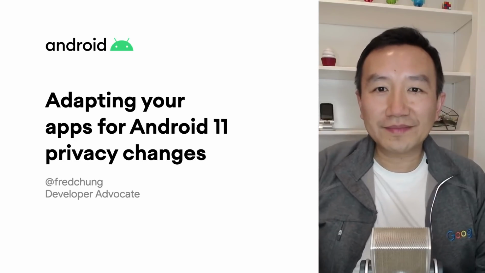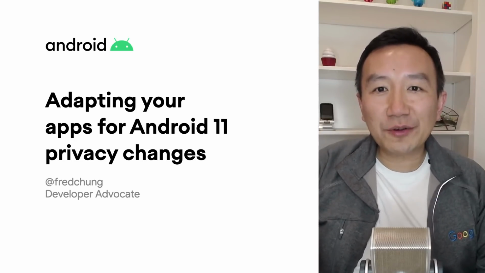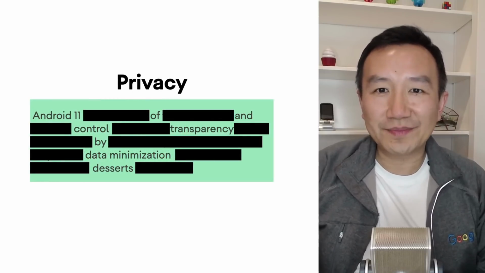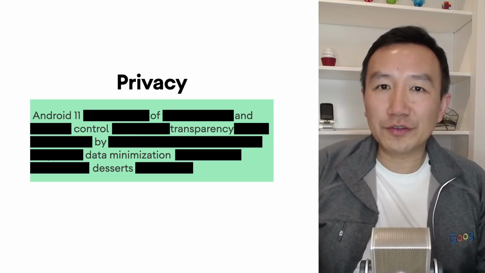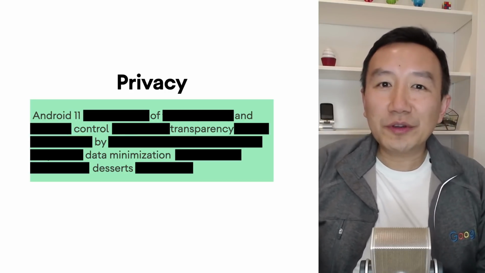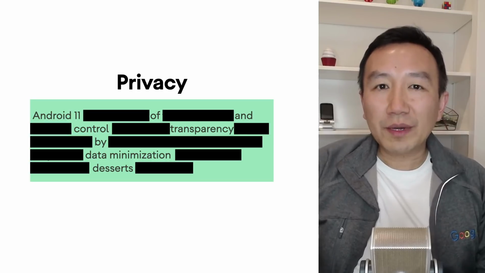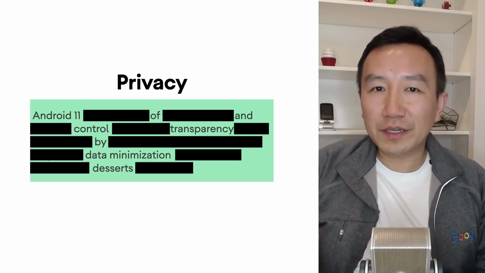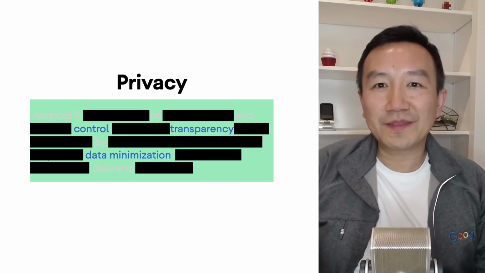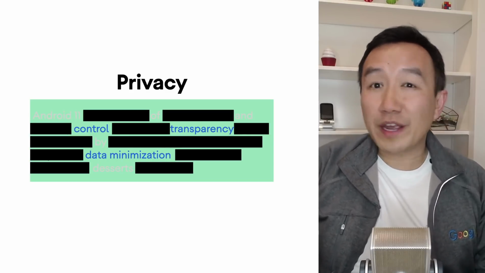Hi, I'm Fred. Privacy is a focus area on Android, and it's been evolving over the last several releases. The scope of these changes includes updates for users and developers. In this presentation, we'll cover some user-facing changes, but we'll focus primarily on developer issues such as new APIs, behavior changes, and testing.